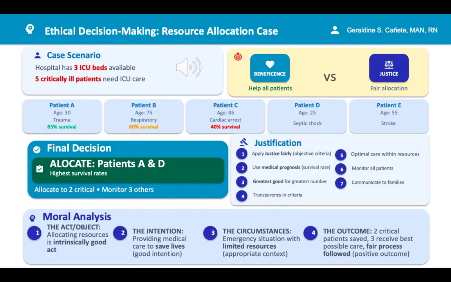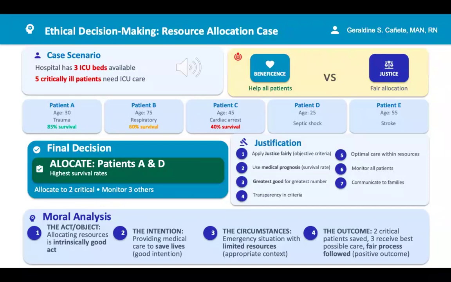Now, here's some information about the 5 patients. Patient A is 30 years old, with trauma, with 85% survival rate. Patient B is 75 years old, with respiratory failure, 60% survival rate. Patient C is 45 years old, who suffered cardiac arrest, with 40% survival rate.